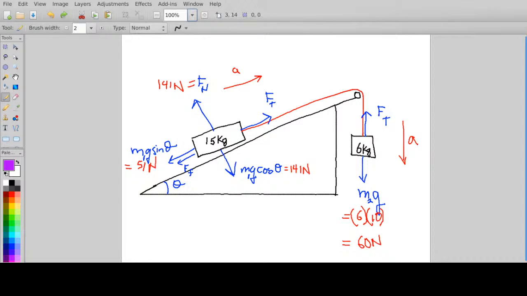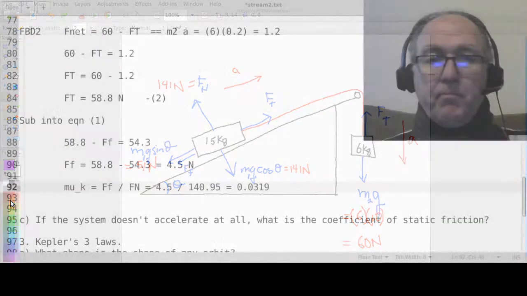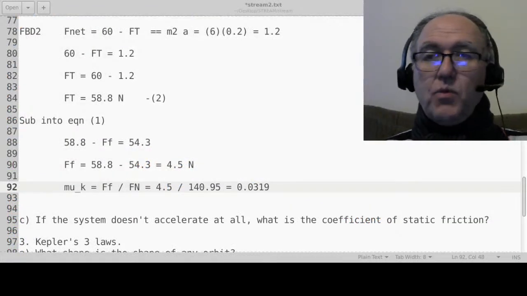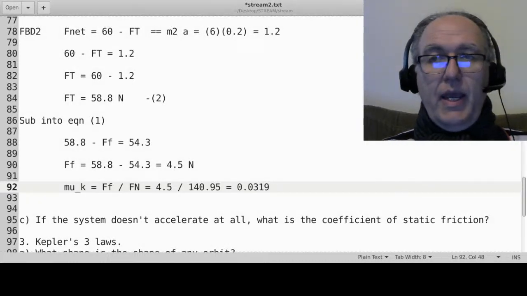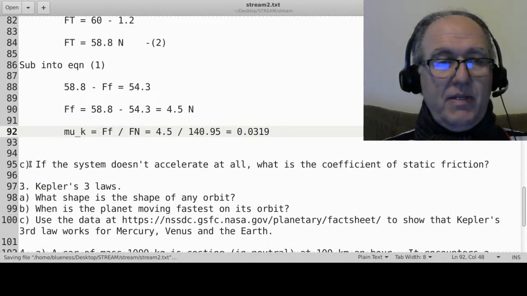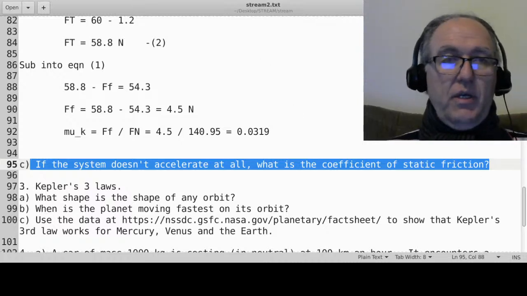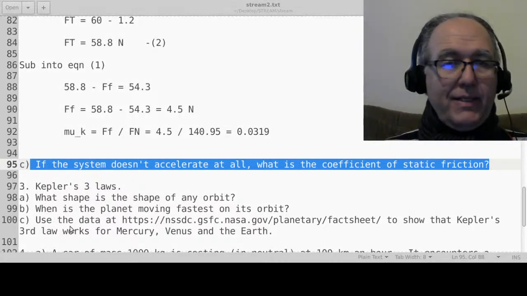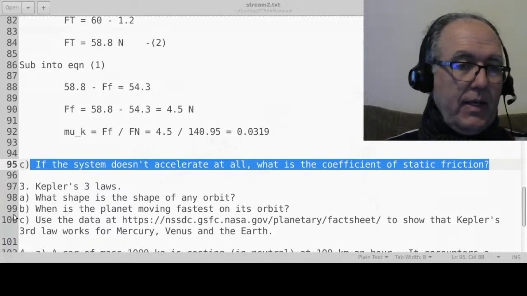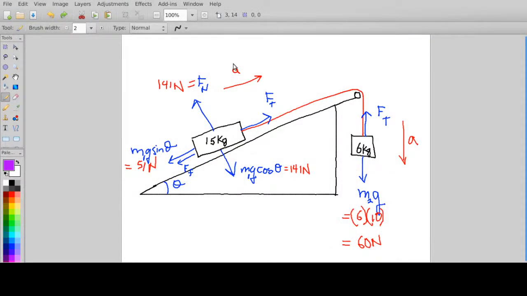So there you go, that is part B. And there's one more. There's a part C to this. In part C, I say if the system doesn't accelerate at all, what is the coefficient of static friction? So if we go back to the diagram here, in this case, let me see if I can clean it up a bit. I'm not sure that I can.